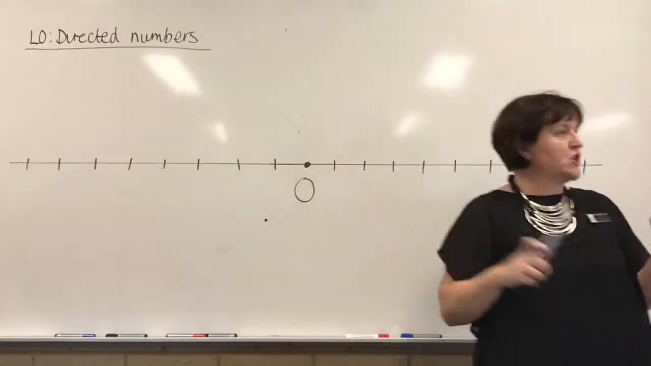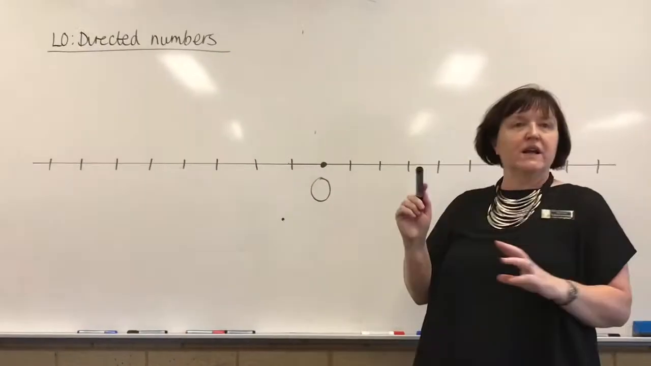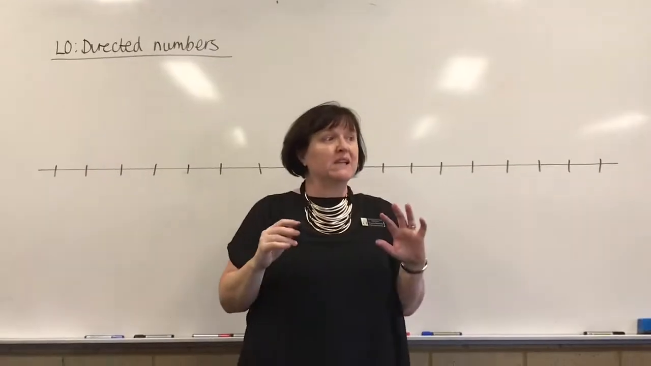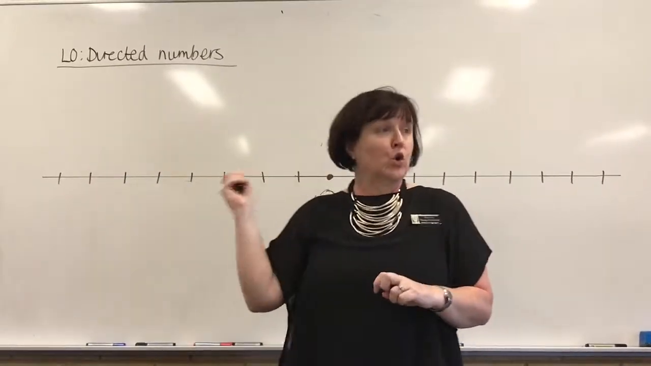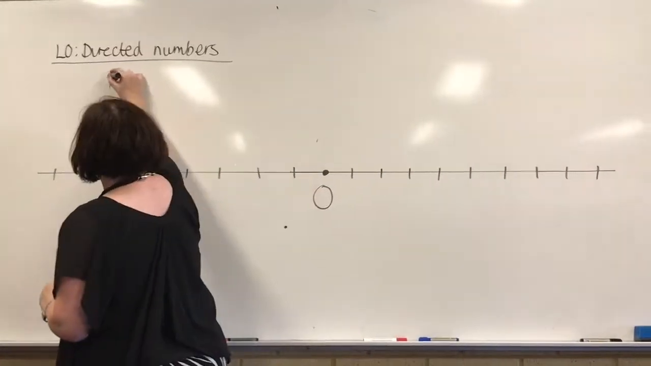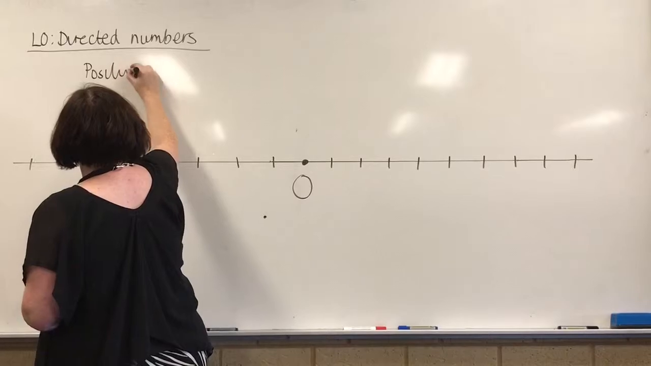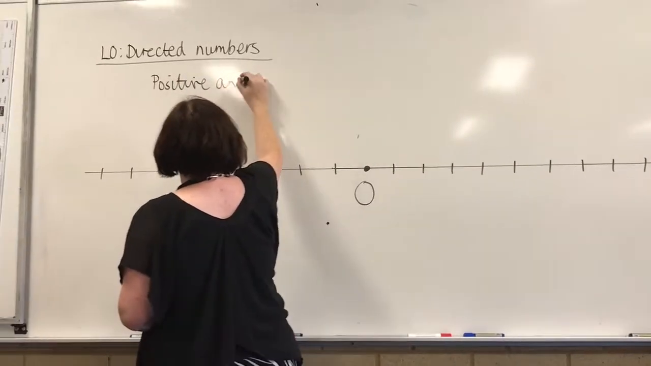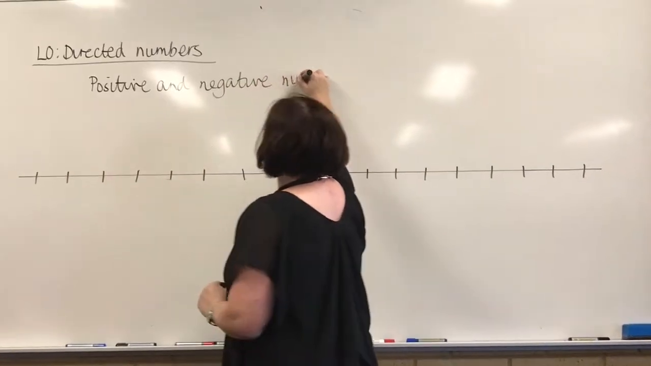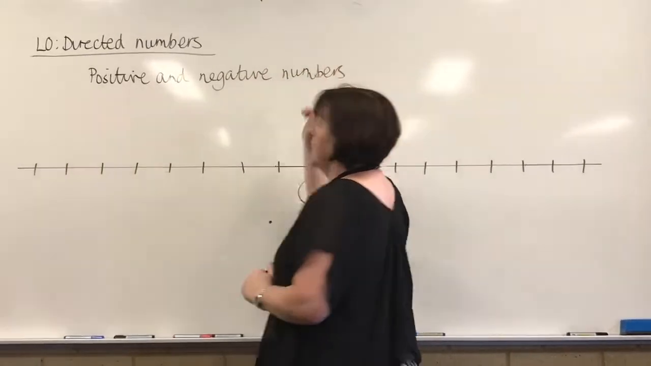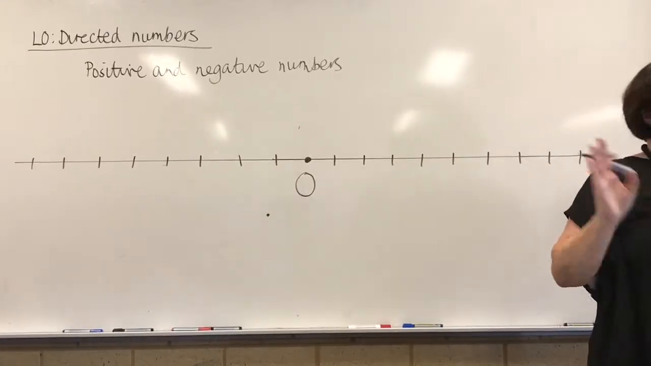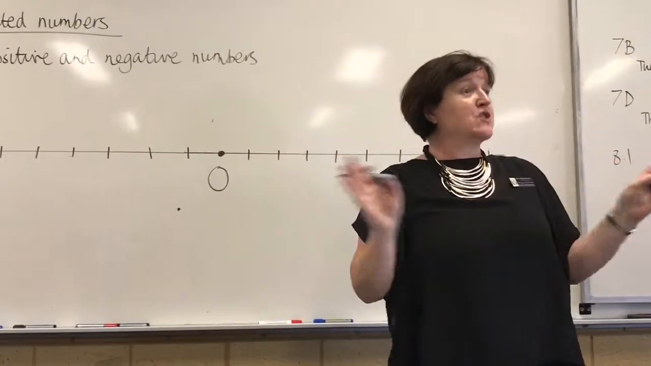Okay, so we're going to start a new topic this morning. We're going to look at something called directed numbers. Now, you may not have heard them called this before, but you have probably heard them called positive and negative numbers. That's right, positive and negative numbers. Now, directed numbers, obviously, it's about the direction that the number goes on the number line.